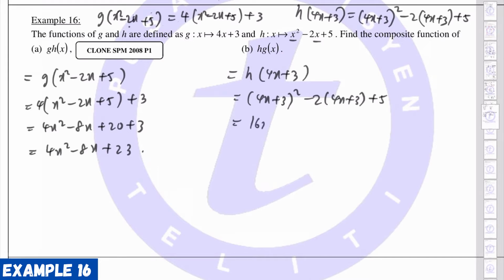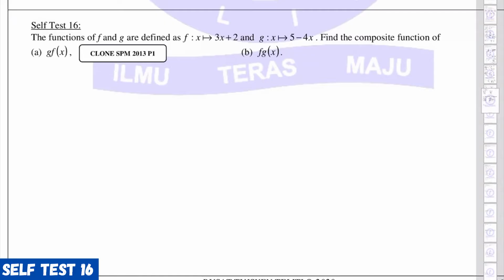So when you expand, you should get this, right? Let us simplify further. 24 minus 8, 16. 9 minus 6 is 3. 3 plus 5 is 8. Yeah, that's my answer. Okay, self-test 16.